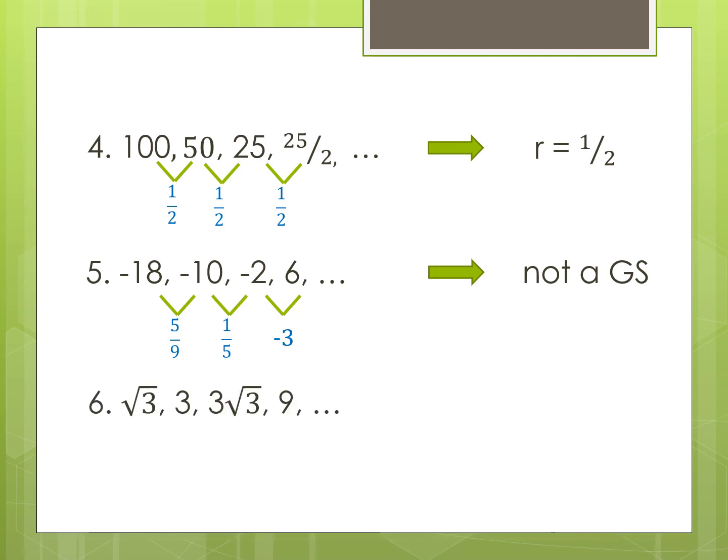Example number 6. We have square root of 3, 3, 3 square root of 3, 9, and so on. So dividing the terms, we have 3 divided by square root of 3 is equal to square root of 3. 3 square root of 3 divided by 3 is square root of 3. And 9 divided by 3 square root of 3 is also square root of 3. Thus, this is a geometric sequence with a ratio of square root of 3.